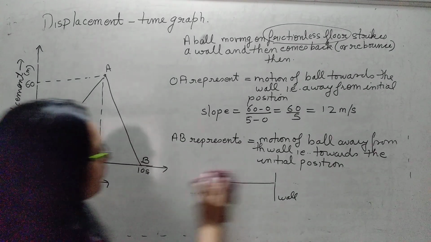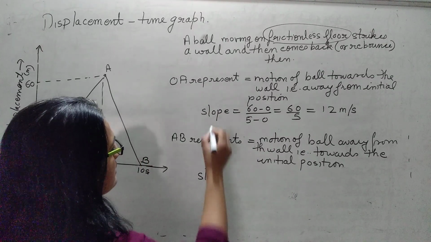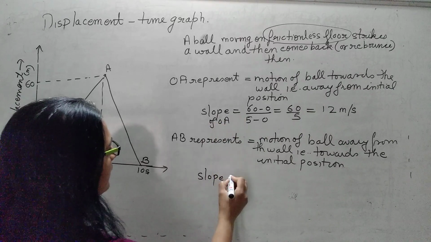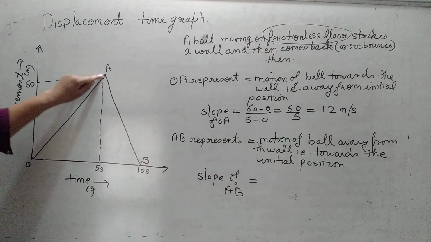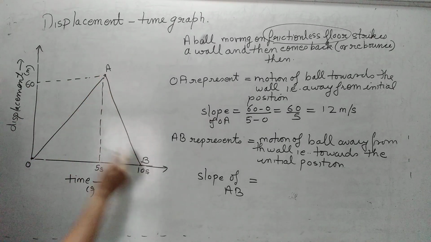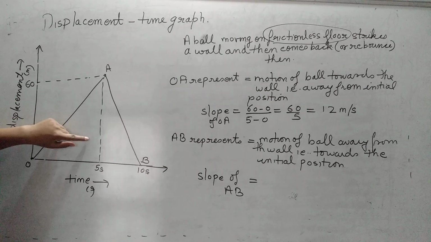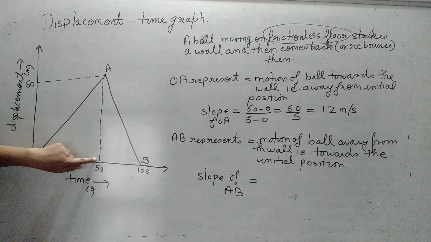Now comes, what is the slope of this line? This is the slope of the line OA. What is the slope of the line AB? Slope of the line AB find out करने के लिए हमें क्या चाहिए? एक right angle triangle. Slope is always given by vertical height over the horizontal distance.